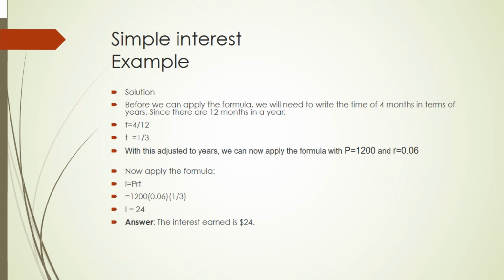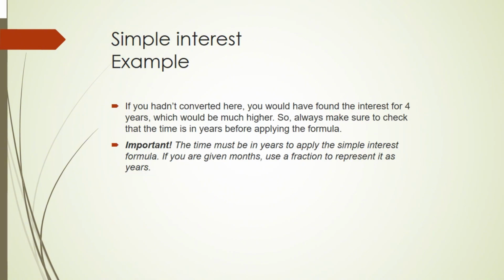Now apply the formula I equals PRT. 1,200 multiplied by 0.06 multiplied by 1/3, I equals 24. So the interest earned is $24. If you hadn't converted here, you would have found the interest for 4 years, which would be much higher. So always make sure to check that time is in years before applying the formula.